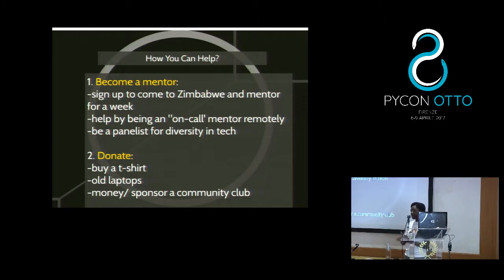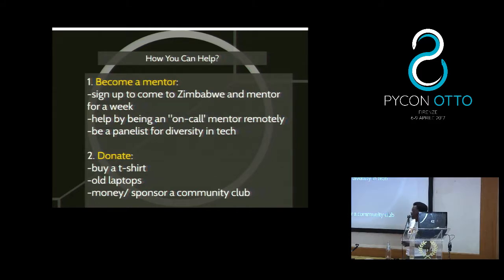The second thing is you could be an on-call mentor. You can sign up for a time period. You can say, from this time to this time, I'm available. So if the girls run into an issue during this period of time, I'm available to help them solve that issue. You would just do that remotely, and we would send you a message and you would just Skype in and help the girls with that problem.